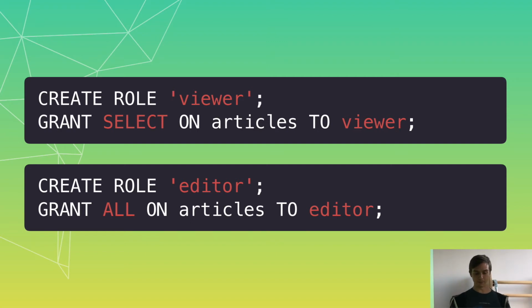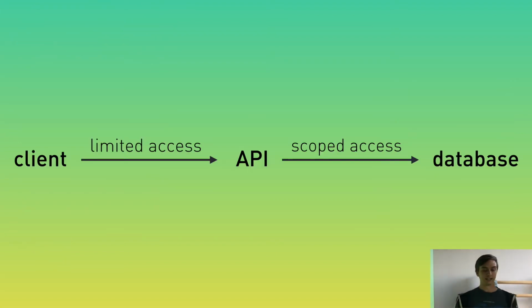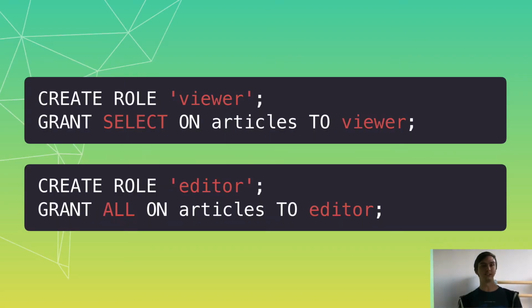And so what we are doing with this is our client still has limited access on the API, but the API does not have full access on the database. Instead, the API has scoped access on the database. The access on the database is scoped to one of these roles.